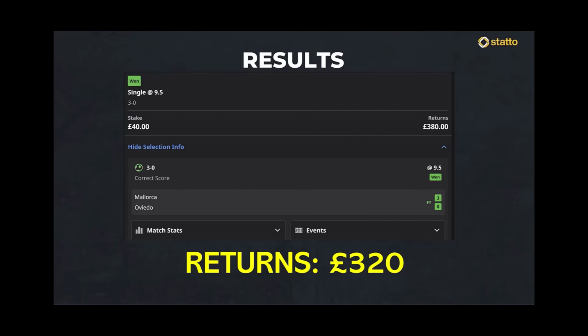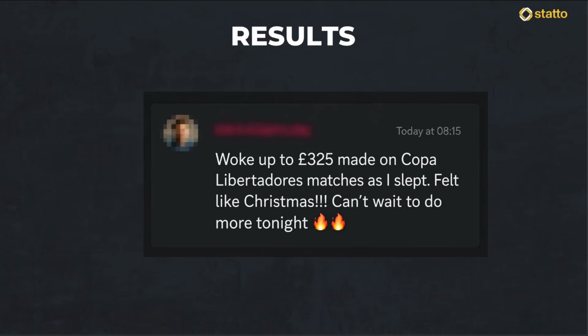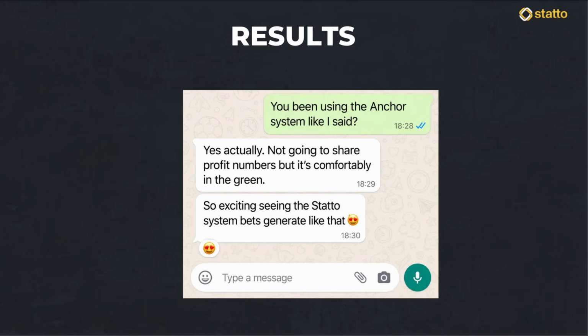Very simple, very quick, and very fun to do. And guys, as you can see, I'm not the only one that's doing well with the anchor system. Since we released it, a lot of our members are experiencing some very good results also, and it really is the type of system that seems to be going from strength to strength.